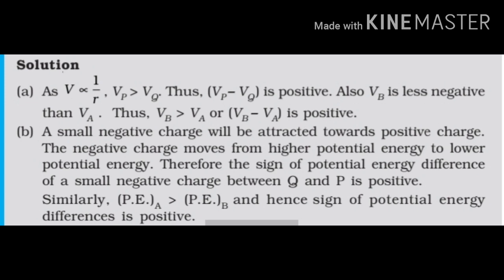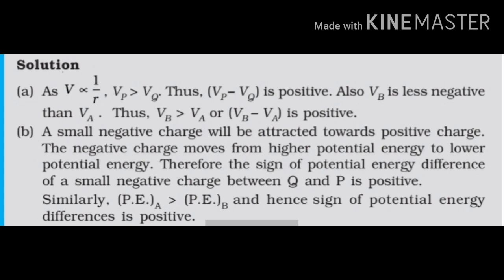Vb is less negative than Va. Why? Because in the second case the negative charge is there. So just identify that B is less than A. When moving towards the negative charge, the potential is increasing. So the A value will be more than B. In such a case, what will happen? For Vb minus Va, the positive sign will be there in that case also.